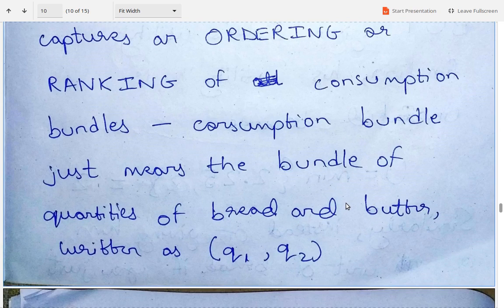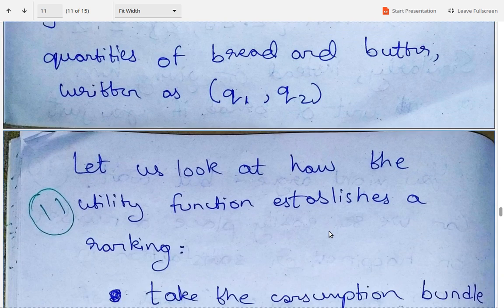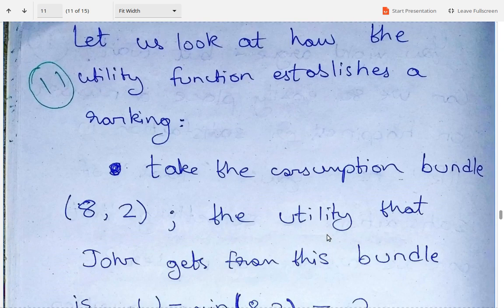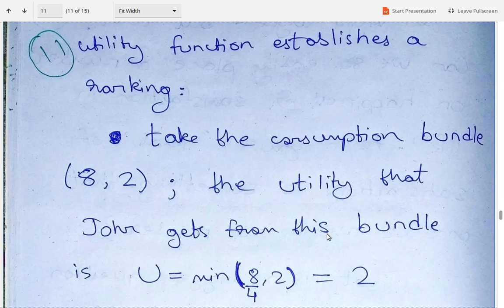Consumption bundle just means the bundle of quantities of bread and butter, written as (q1, q2) in brackets. Let us look at how the utility function establishes a ranking of consumption bundles. Take the consumption bundle (8, 2), that is 8 units of bread, 2 units of butter.